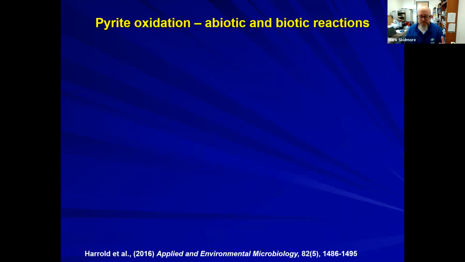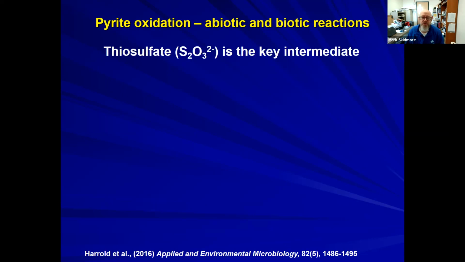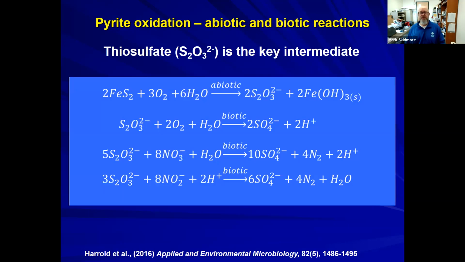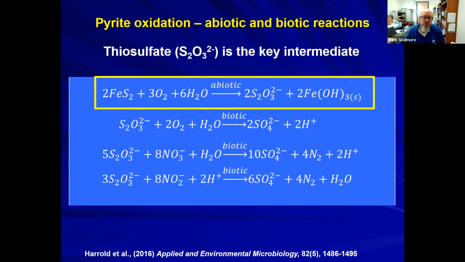Then, diving into what's actually driving the reactions: we've got a microbial community, and it's important. Thinking about pyrite oxidation, it's not necessarily that the organisms are utilizing pyrite as a substrate by direct attachment. What we think is going on is that thiosulfate is potentially the key intermediate. And you say, well, what's thiosulfate? If we look at this set of equations, this first equation, the one that's highlighted here, has pyrite being oxidized to produce thiosulfate and iron oxyhydroxides.